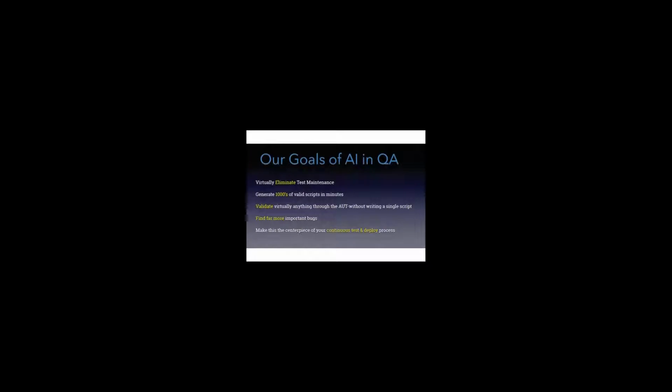So the next slide says our goals of AI and QA. And our goals were to basically eliminate test maintenance, generate thousands of valid scripts by itself in minutes, validate virtually anything, find more important bugs, and make this the centerpiece of a continuous testing process.